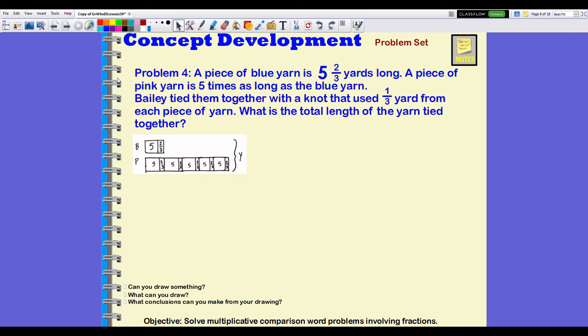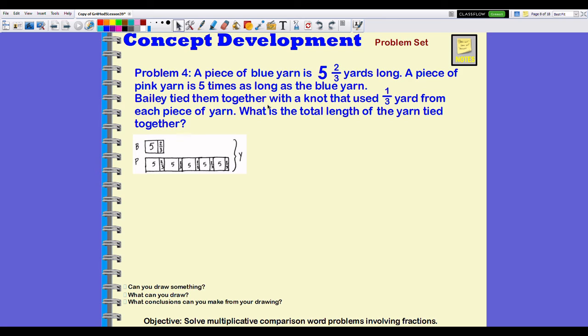Problem 4. A piece of blue yarn is 5 2/3 long. A piece of pink yarn is 5 times as long as the blue yarn. Bailey tied them together with a knot. They used 1/3 yarn from each piece of yarn. What is the total length of yarn tied together? So here we go with this problem. So we have how many units? Let's count them with me. We have, was it 1, 2, 3, 4, 5, 6 units.